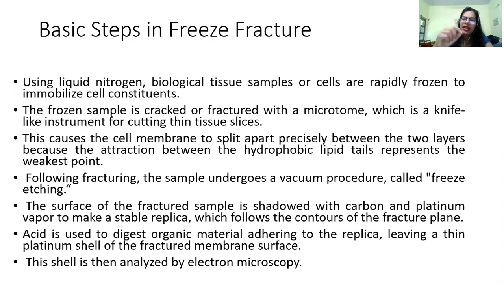Then you take the sample and rotate it like this. There is a machine, you put your sample and rotate, because the blade will come and make thin slices like this. You rotate very slowly, and a very thin slice of the sample will come. This causes the cell membrane to split apart precisely between the two halves. So wherever it is possible, the plasma membrane will have two halves like this. Let us assume that we got the outer and inner halves of the plasma membrane.